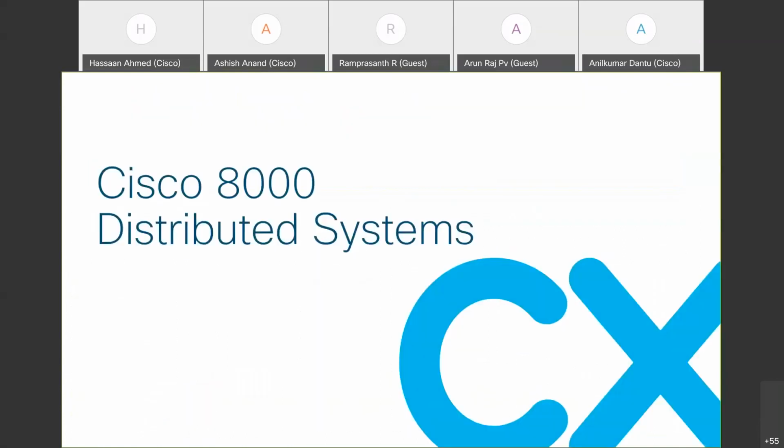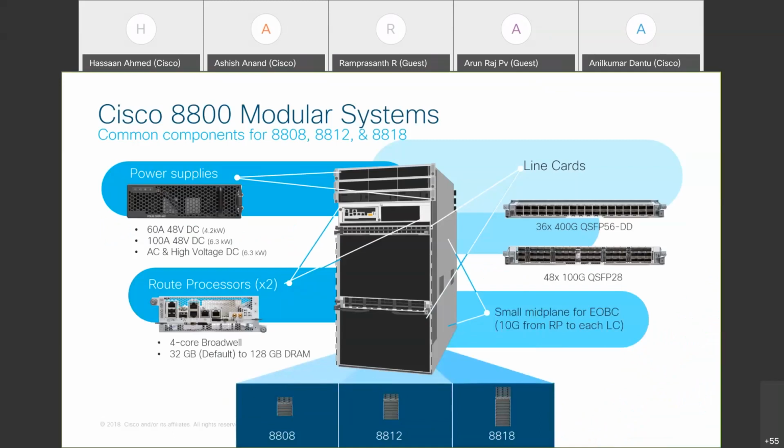Okay. Now coming to the distributed systems. In the distributed systems, we have 3 variants as of now. But as I mentioned, 8804 would be going FCS some time later. So as of now, we have 3: 8808, 8812, and 8818. The last number indicates the number of line cards the chassis can support. 8808 will support 8 line cards, 8812 will support 12, and 8818 will support 18 line cards. On line card types, we have 2 variants of line cards. One is 36 into 400 gig, and the second is 48 into 100 gig. So 2 different variants of line cards are available as of now.